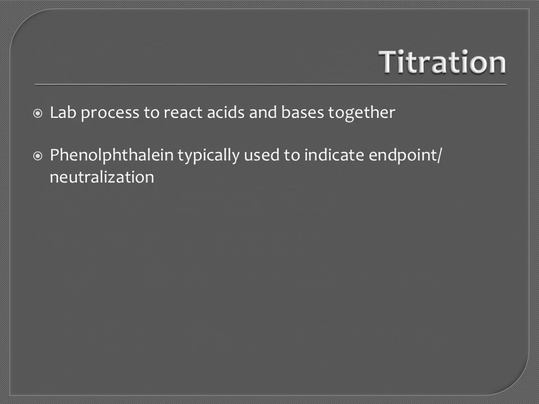Titration now is our process, and this is the math part of this unit. The lab process to react acids and bases together. It's where you mix a known volume of an acid with an unknown volume of a base, so you can figure out how much volume of base you need to react with this specific acid. Before the reaction even begins, you typically put phenolphthalein inside the acid, so that once you add enough base, the color change will happen. And once that color change happens, that's when you know you hit the endpoint and neutralization.